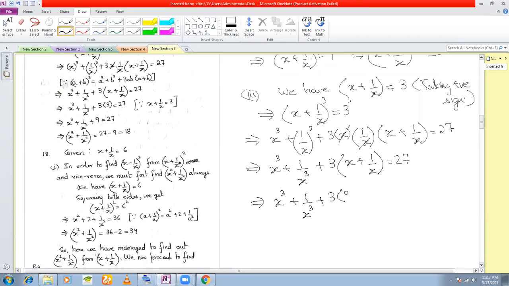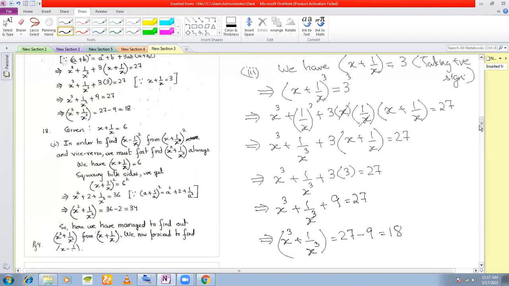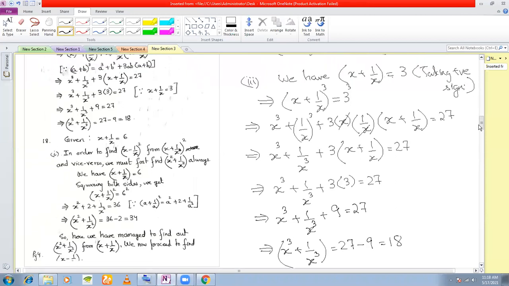You know x plus 1 by x as 3. So what are you getting? You're getting the value of x cube plus 1 by x cube plus 9 is equal to 27. That means x cube plus 1 by x cube is equal to 27 minus 9. 27 minus 9 is 18. And that's it. Okay. So that finishes with your number 17.